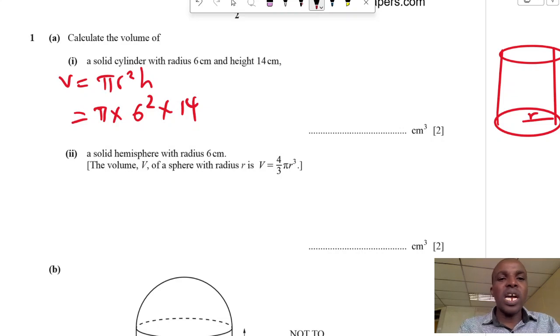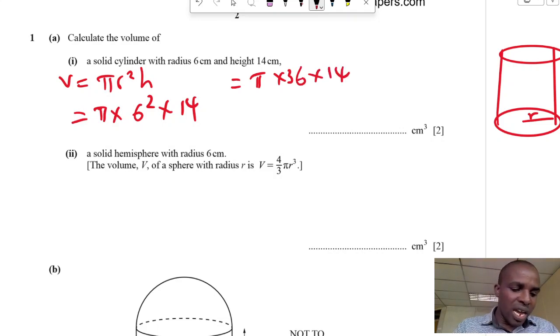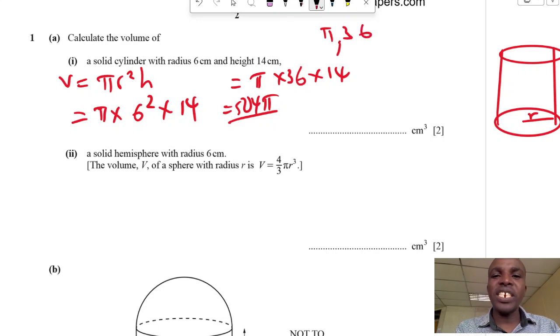You punch in your calculator, you can just simplify. 2 pi times 36 times 14, so you can just say pi times 36 times 14. That is 504 pi. Please take note, if you say pi 36 without a multiplication sign, you get an error in your calculator. So it's better to say pi times 36 then times 14. You put a multiplication sign to avoid making errors.